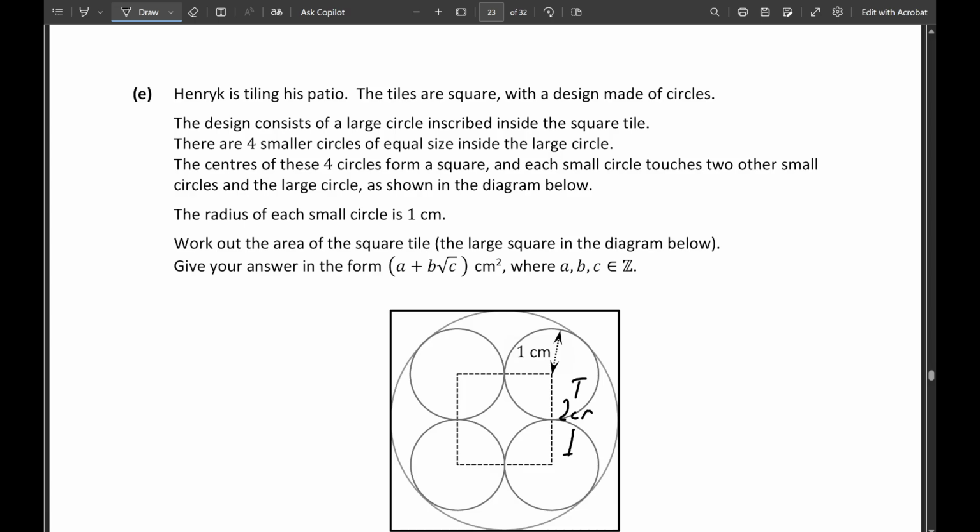Four small circles equal sides inside a large circle. The centers of 4 circles form a square, and each small circle touches 2 other small circles, and a large circle is shown. The square tile in the large diagram below.